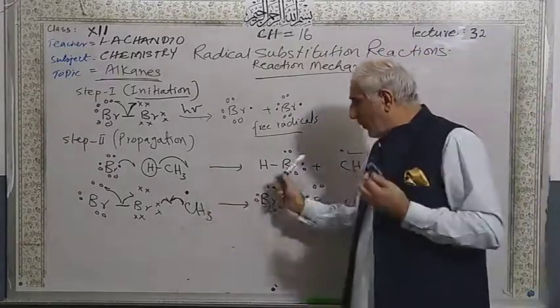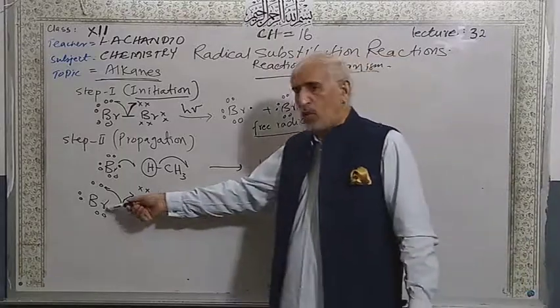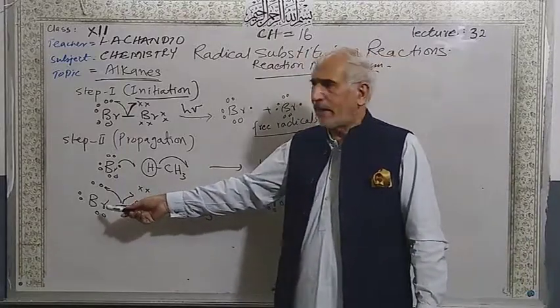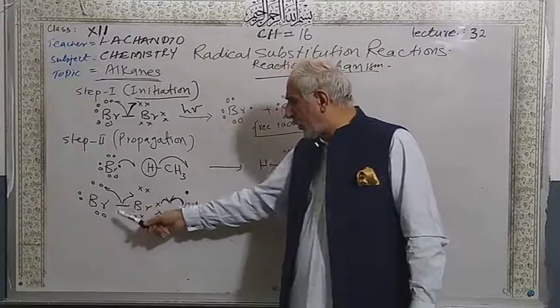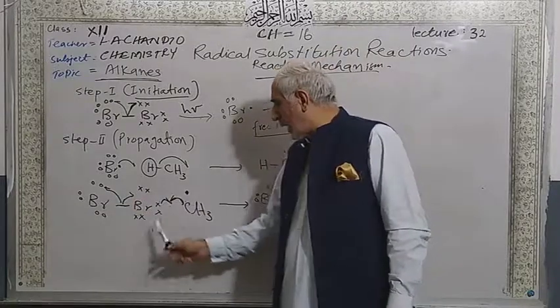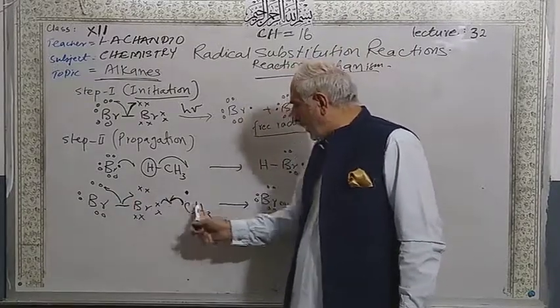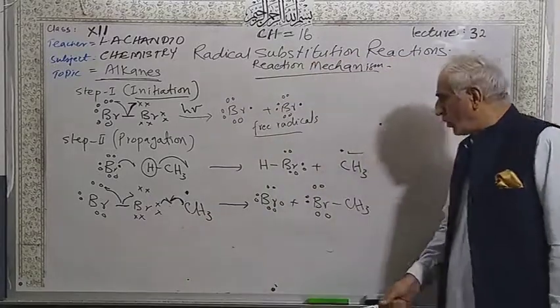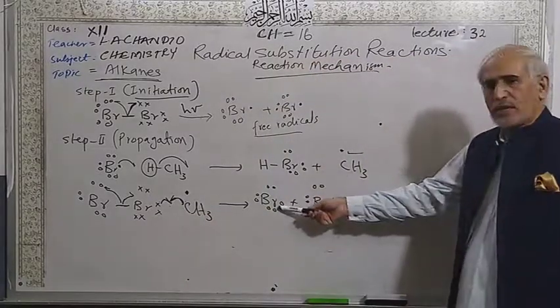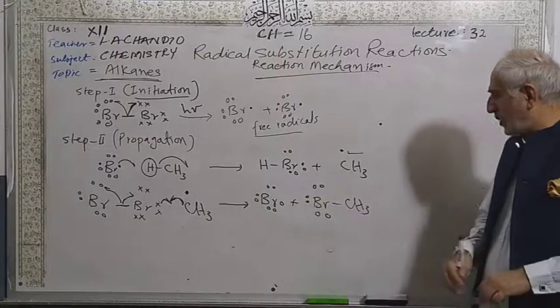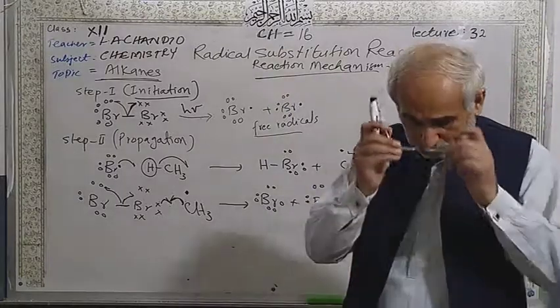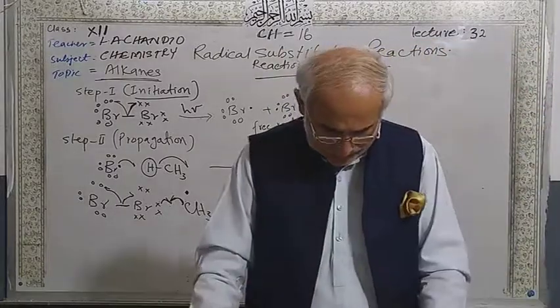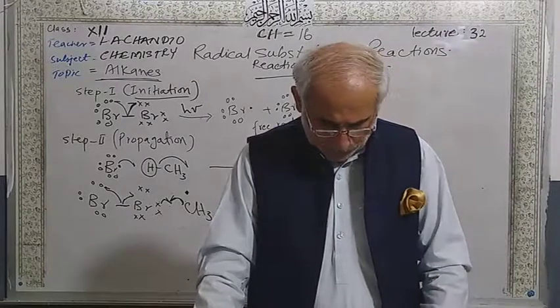So here is the same free radical. The cleavage is homolytic, homolytic cleavage taking place between bromine and bromine. There is a dissociation of the bond, and a new bond is formed between bromine and the methyl group. So this bromine free radical is formed, and there is a formation of methyl bromide. So this step is called propagation.